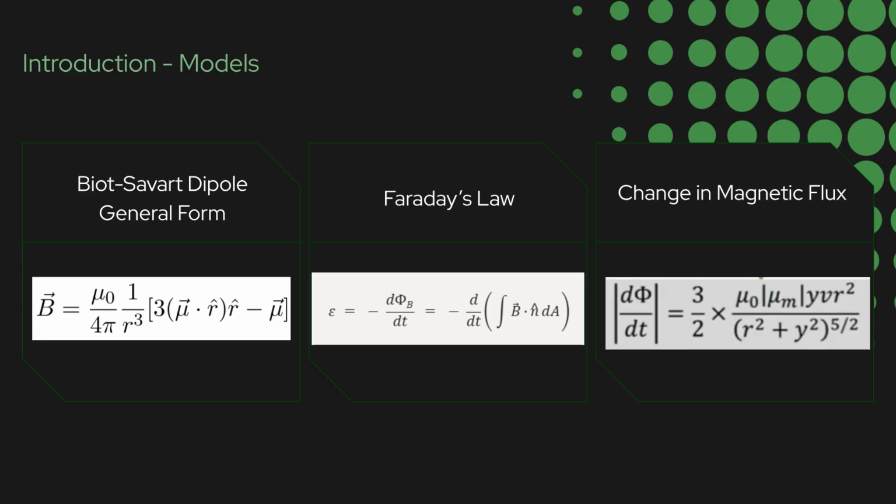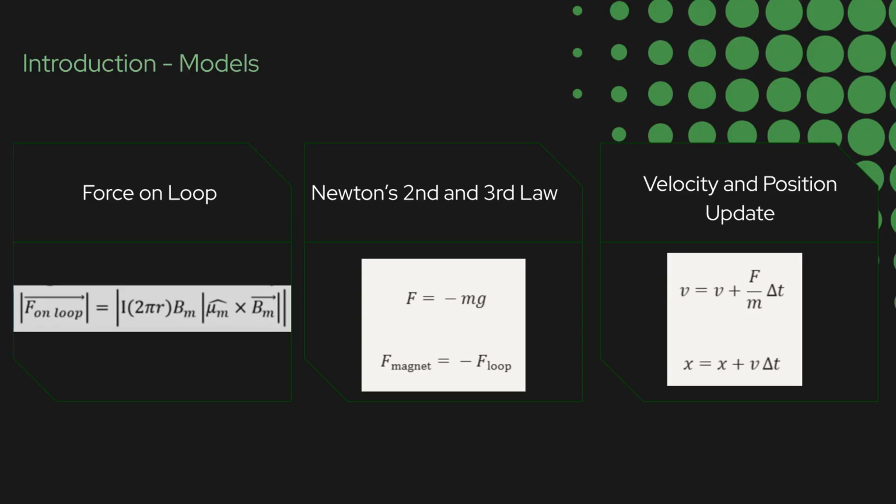The models we will be using are the Biot-Savart's dipole general form, Faraday's law, and the changing magnetic flux of the magnet falling down the tube on a singular ring. We will also be using the force on the loop, Newton's second and third law, and the velocity and position update.